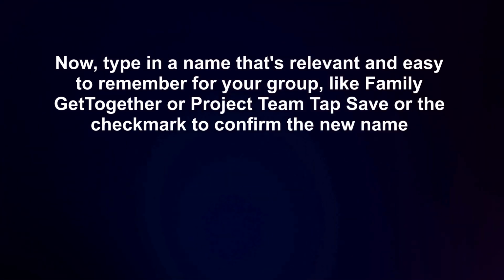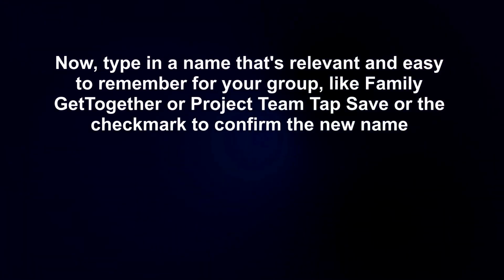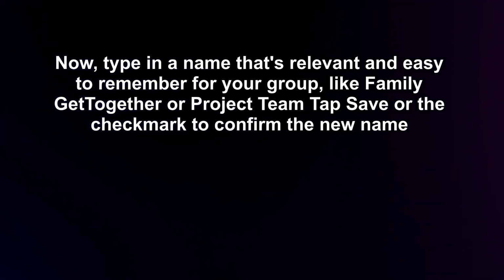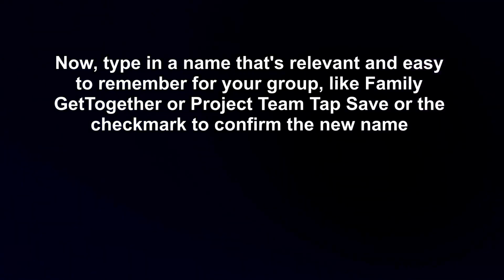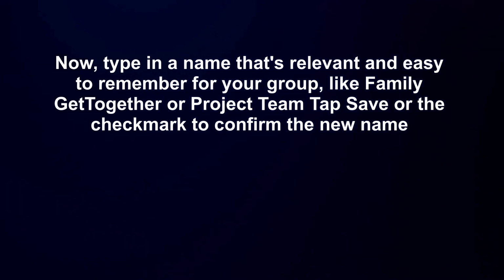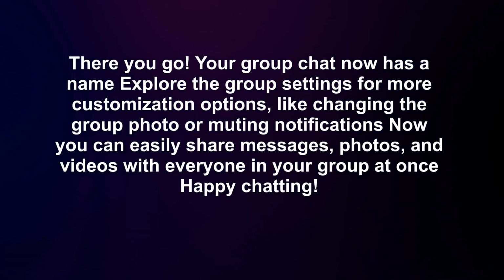Now, type in a name that's relevant and easy to remember for your group, like family get-together or project team. Tap save or the checkmark to confirm the new name. There you go, your group chat now has a name.